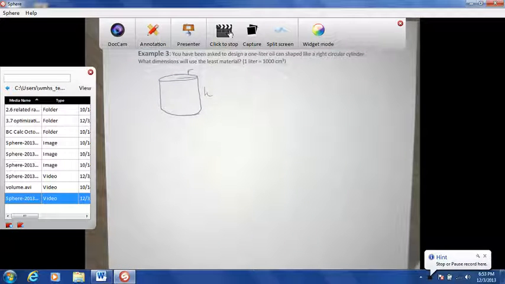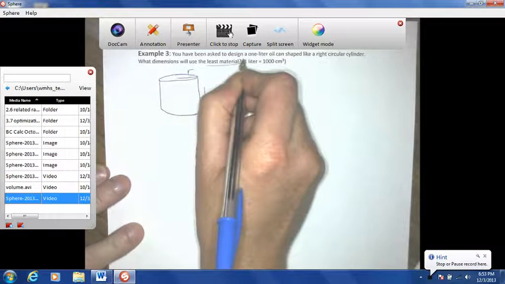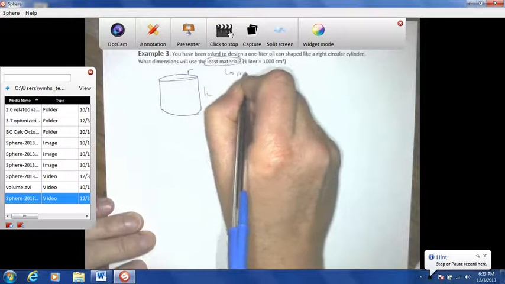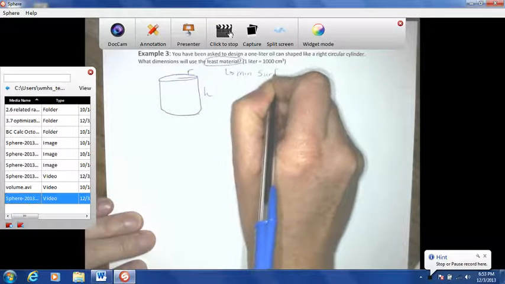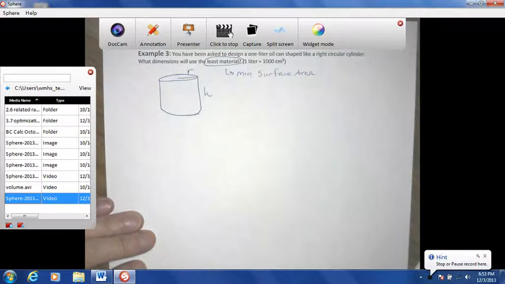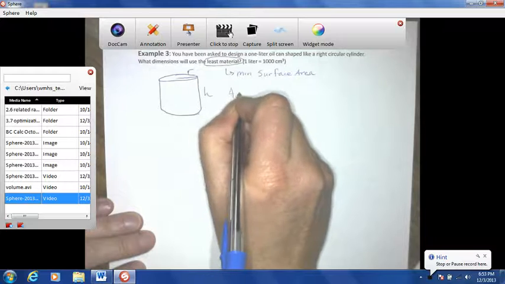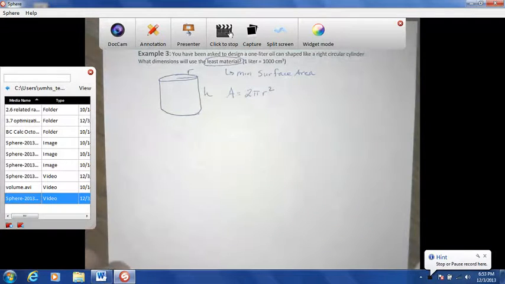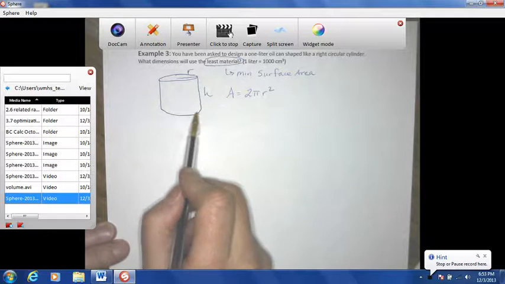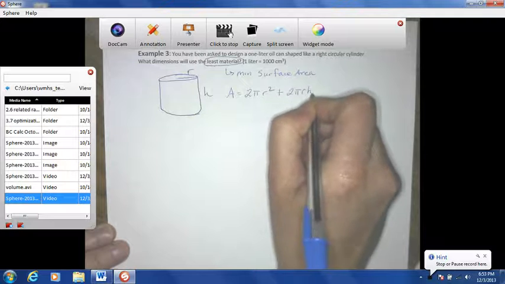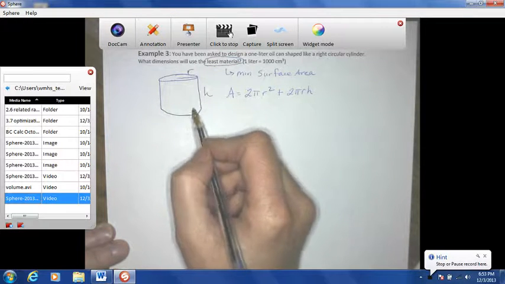Now, since we are being asked to find the least amount of material, we want to minimize the surface area. So we need the equation for the surface area of a right circular cylinder. The surface area is going to be 2 pi r squared, which covers the area of the top and the bottom of the cylinder, and then we add 2 pi rh, which creates the area of the sides.